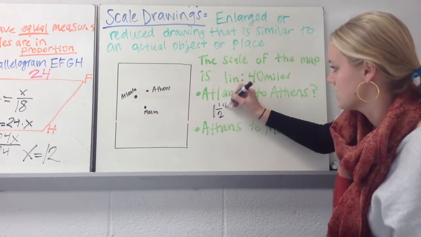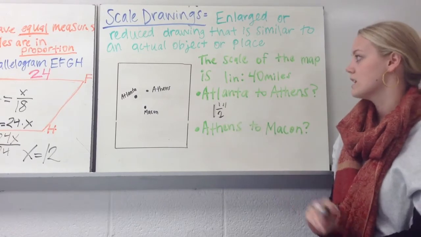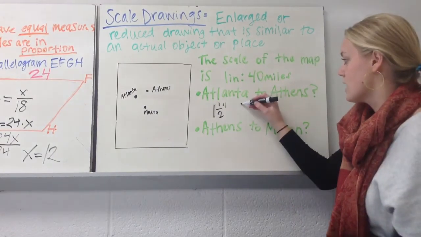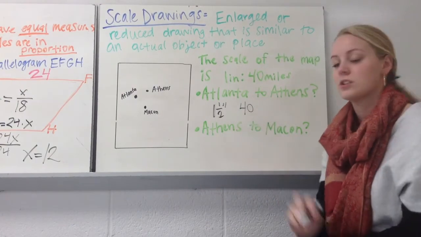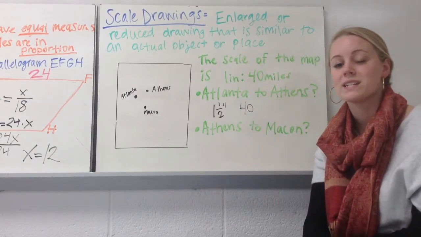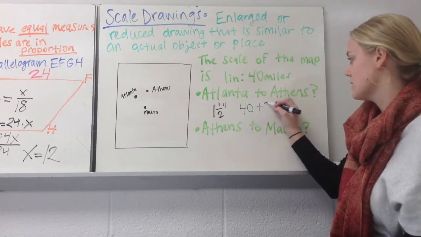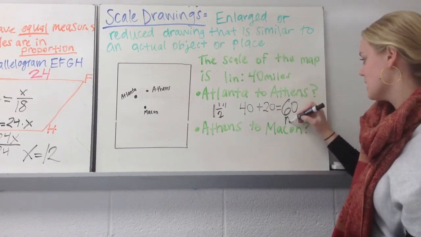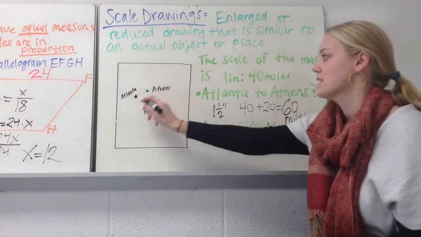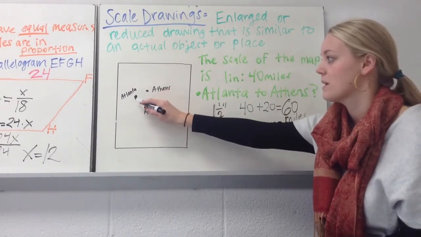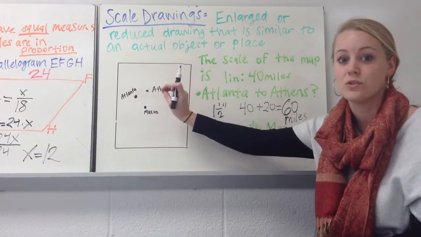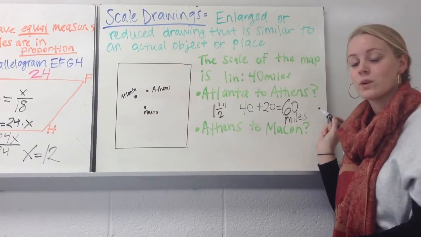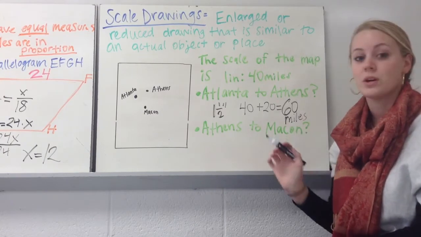We get about 1.5 inches. So if for every 1 inch you go 40 miles, so we go 1 inch, that's 40 miles, but we also go 1.5 inches. What's half of 40? That's 20. So 40 plus 20 is 60 miles. So in this 1.5 inches to get from Atlanta to Athens on this reduced map, you are actually going 60 miles if you were to drive that in person.